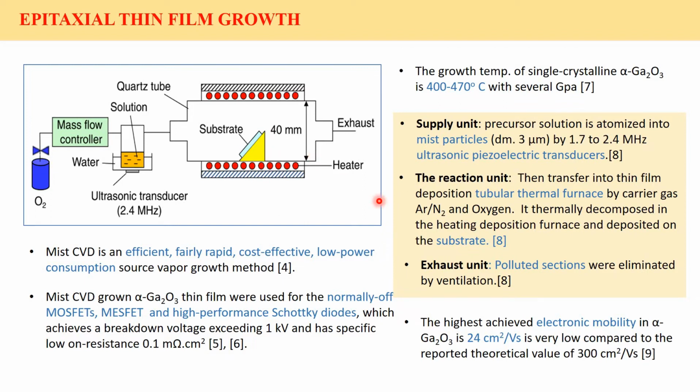So there is only 3.5% lattice mismatch between the C planes of alpha gallium oxide and the sapphire substrate. And also the highest achieved electron mobility of this grown alpha gallium oxide is 24 centimeter square per volt second, which is very low compared to the theoretical value of 300.